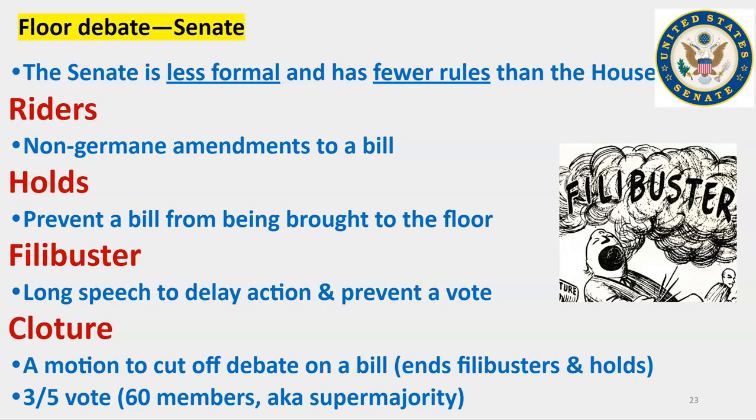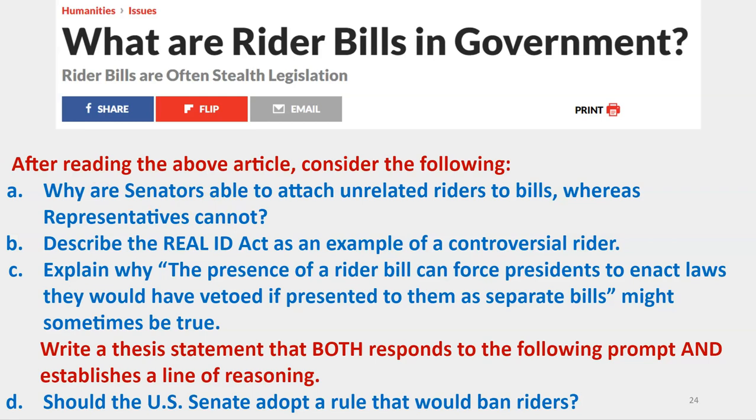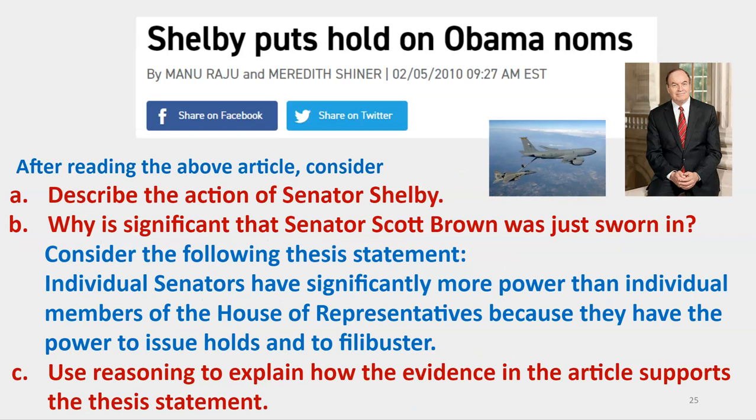A couple of examples here that I want to mention. I mentioned riders in terms of non-germane amendments to bills. We see this all the time in terms of stealth legislation, different senators putting in riders, amendments to a bill that may be controversial. They're trying to sneak it in. We also see the holds. Shelby puts a hold on Obama nominations. This is quite common. If a senator is upset about a way a piece of legislation is being conducted or implemented or discussed and debated, they may put a hold on the bill in order to slow it down.